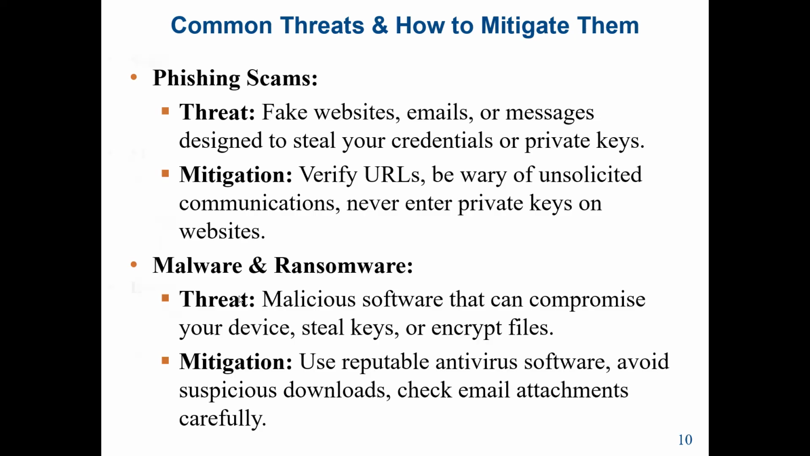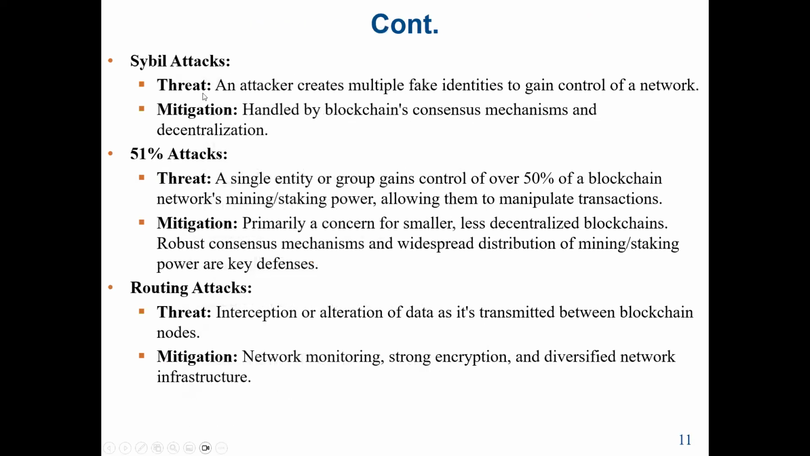The next is the Sybil attack. The threat here is an attacker creates a large number of fake identities or nodes to gain disproportionate influence over a decentralized network, potentially disrupting its operations. The mitigation here is primarily addressed by the core blockchain design and consensus mechanism, as we mentioned, like PoW or PoS, which make it computationally or economically prohibitive to control a majority of nodes.